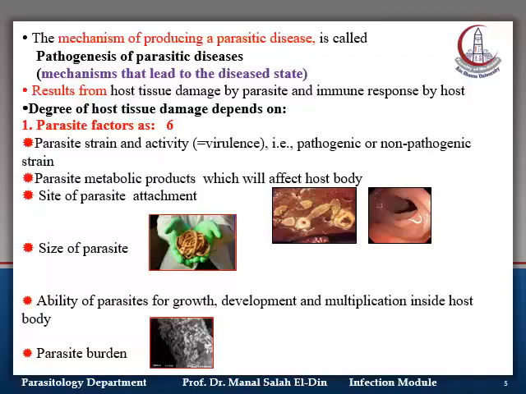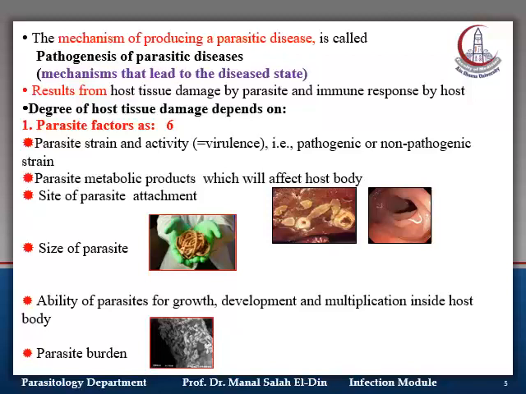As for the parasite factors, there are 6. First of all, there is the strain of the parasite itself, whether it is a pathogenic or non-pathogenic strain. Let's say it causes a disease or does not cause a disease by itself. Okay, that's the parasite strain and virulence. That's number 1. The second is parasite metabolic products, which will affect the host body. These metabolic products will stimulate the immune response of the host, and it can lead to allergic reactions.